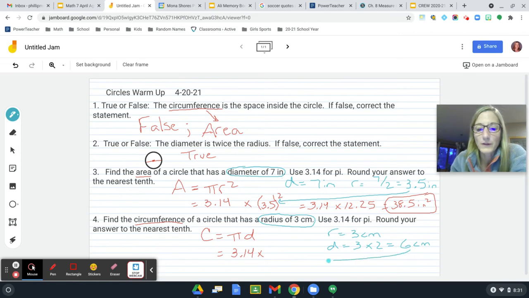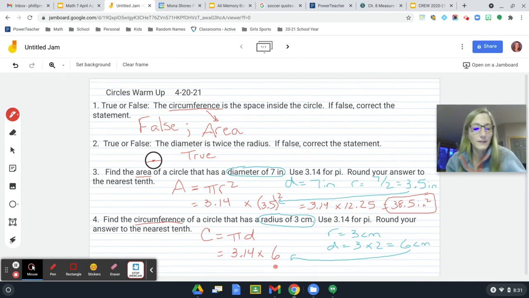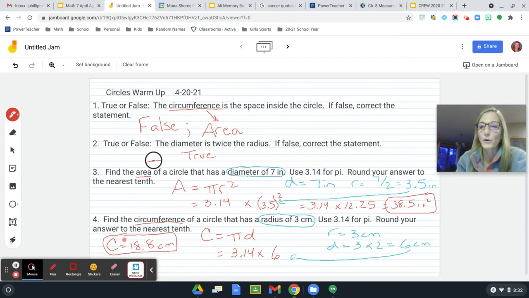So this value is now going to go in our problem and into our formula. So we're going to end up doing 3.14 times 6. So let's calculate that one. Now rounding to the nearest tenth, circumference, distance around the circle. So the 18.84, the 4 tells us what to do to the 8, and we don't round up here. So 18.8, and this is just going to be in centimeters. Distance around for number 4. Okay, so there's your warm-up.